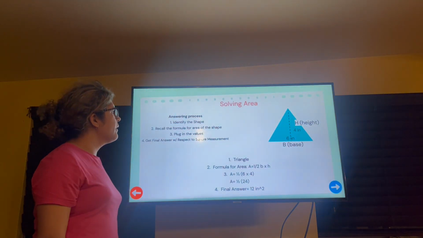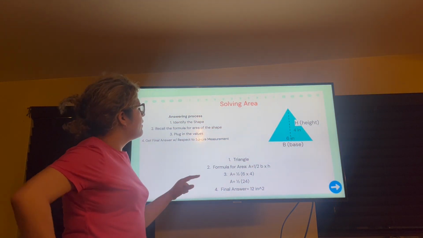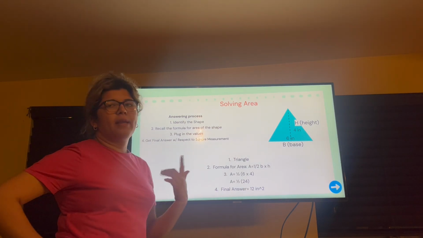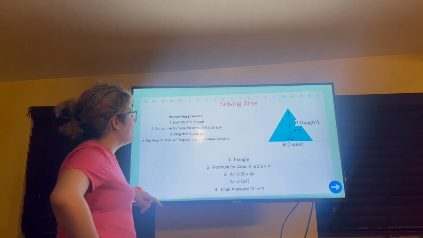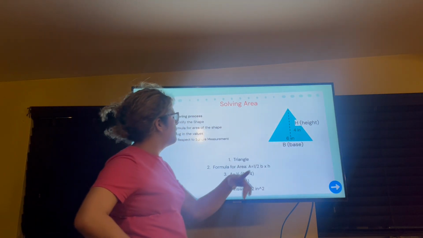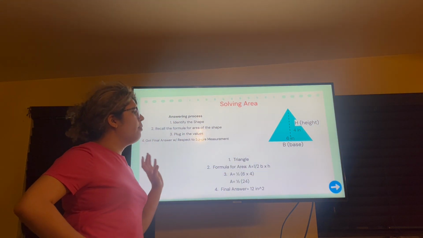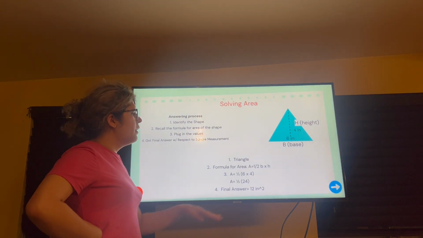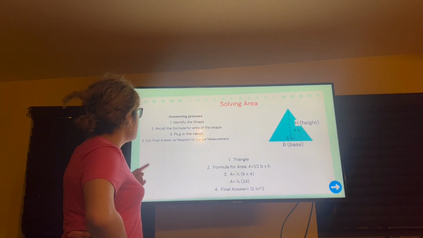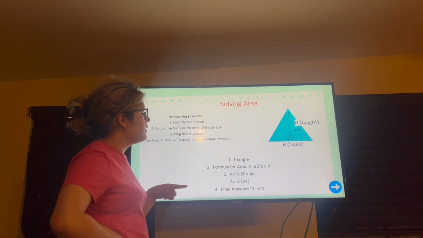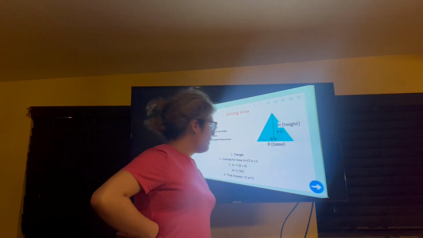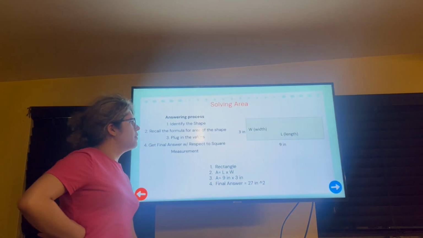And then for this figure, step number 1, we know it's a triangle. And then we know that the formula is area equals 1/2 base times height. And then the values would be area equals 1/2, 6 times 4. And then we use PEMDAS, so parentheses is the first P. So we know that that's 24, so now it's area equals 1/2 times 24. And then the final answer is 12 inches square. And we're keeping in mind the square measurement.